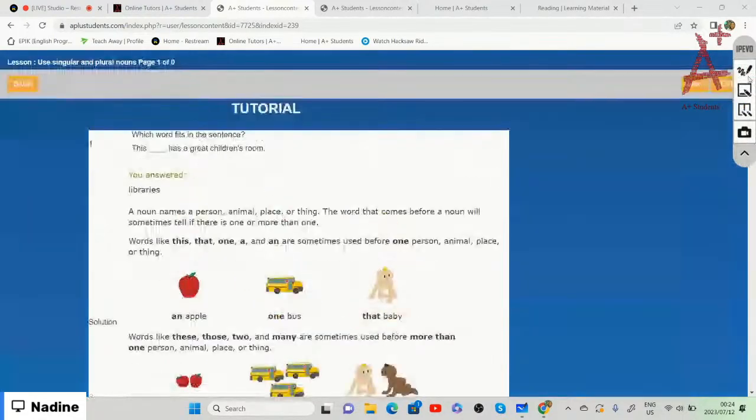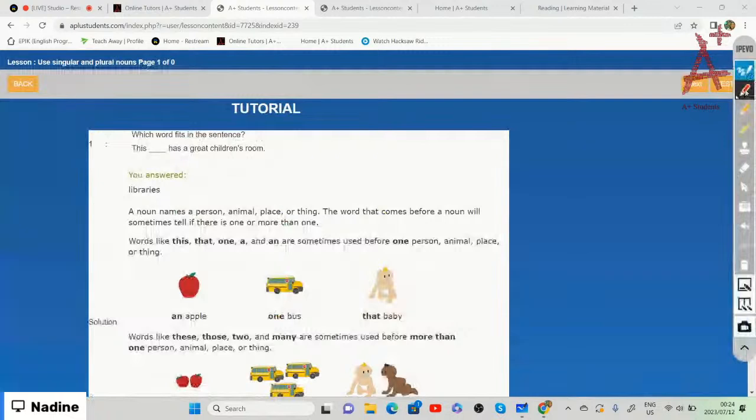All right. Okay, so if we go to our first sentence over here, which word fits in the sentence? So we need to look at the word libraries. So this libraries has a great children's room, or library has a great children's room.